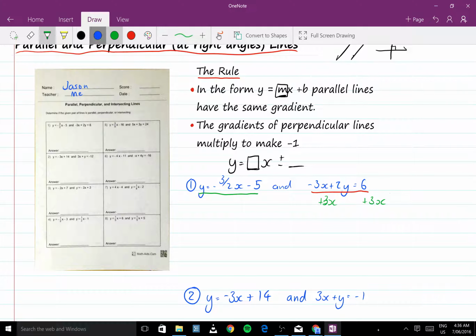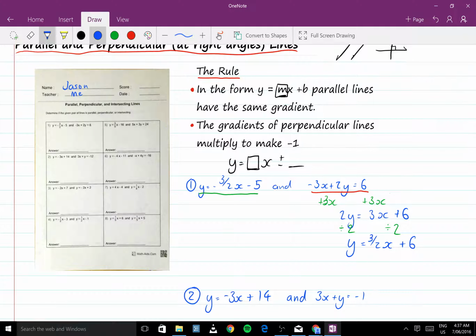Okay, and that gives me 2y equals 3x, the 3x from adding it to both sides, plus the 6 that was already there. Now that's close to this form, but I've still got two lots of y, not one lot of y. So to make it just a y by itself, I divide by 2, do it to the other side to keep it fair, and I end up with y equals 3/2 x plus 6.